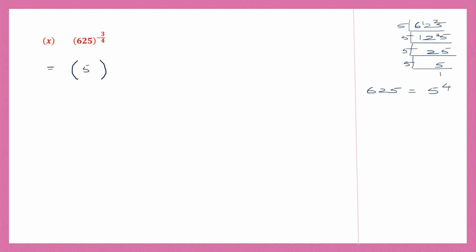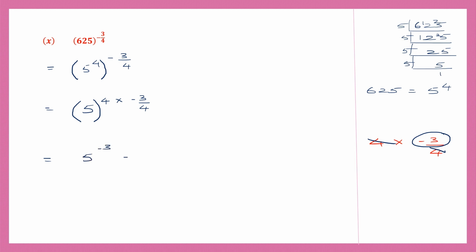So that will be 5 raised to the power of 4, the whole thing raised to the power of minus 3 by 4. Now we can use the power law here, where it says that you can multiply the powers when one power is raised to another power. So this will be 5 to the power of 4 into minus 3 by 4. So now we'll work on this 4 into minus 3 by 4. Now we can cancel the two 4s. So what is left is only minus 3. So we can say that 5 is now raised to the power of minus 3.